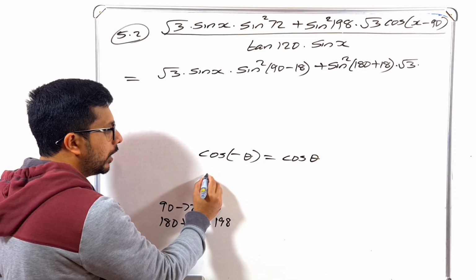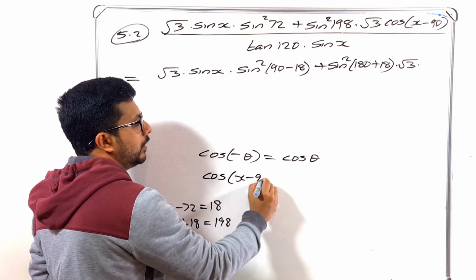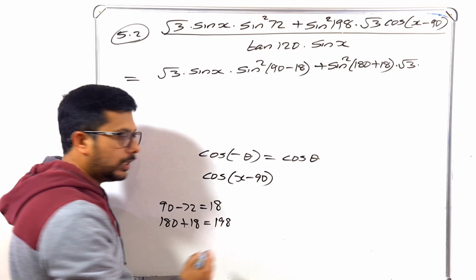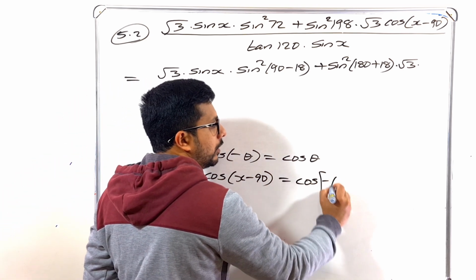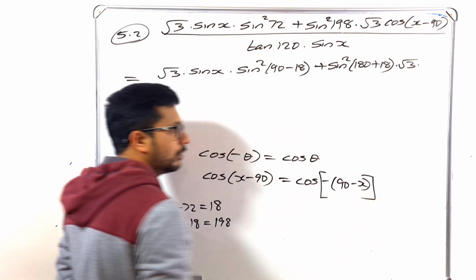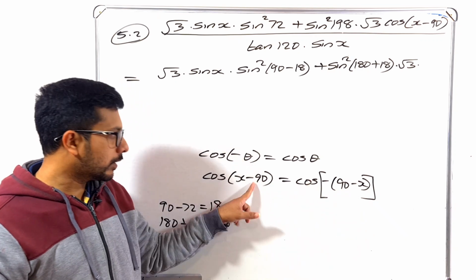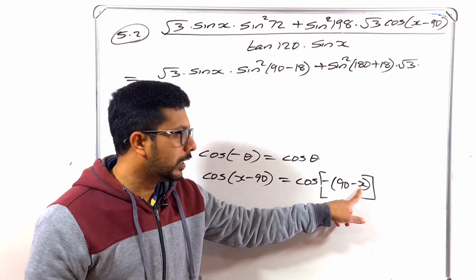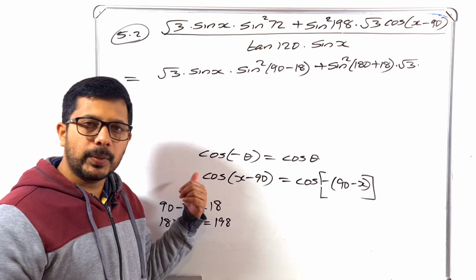Similarly cos of x minus 90, this x minus 90 we can write like this, cos of minus of 90 minus x. Is it not the same? Minus into 90 is minus 90. Minus into minus x is positive x. So we didn't make any changes.